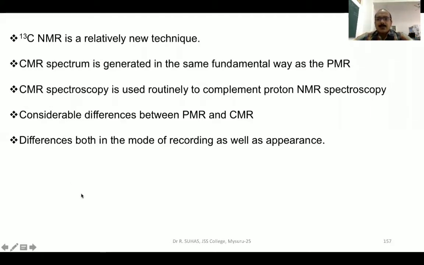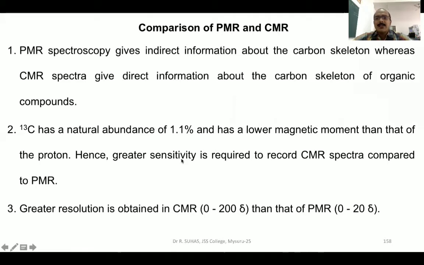C13 NMR spectroscopy is not as such useful for the prediction of the structure of organic compounds alone. Whereas when we take C13 NMR and 1H NMR, both will be complementing each other. That results in the elucidation of the structure of the organic compound. There are several differences between proton NMR and C13 NMR. We will see what those differences are in a short while. The main purpose of distinguishing them is that the mode of recording as well as the appearance of the spectrum will be different. Now we will see how they will be differentiated.